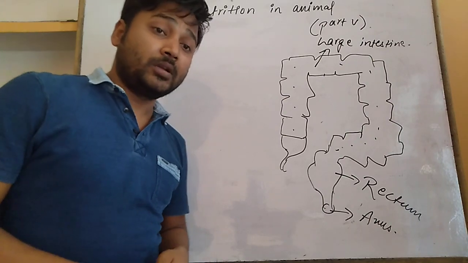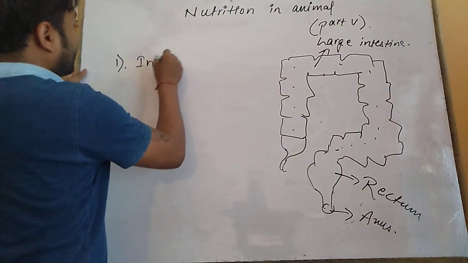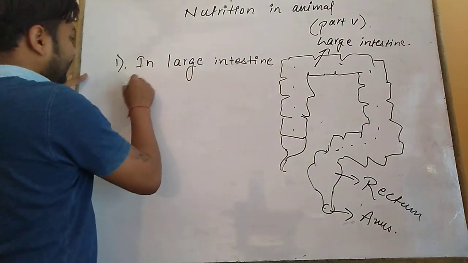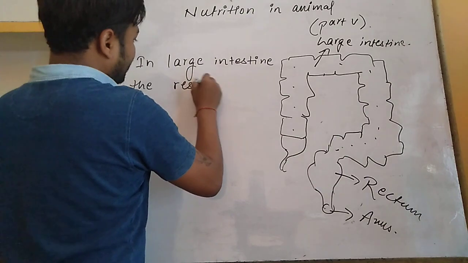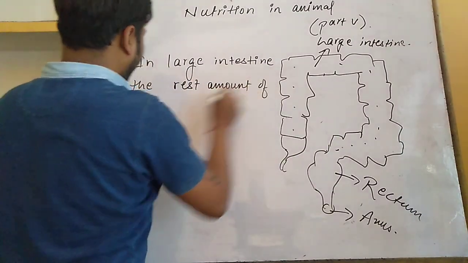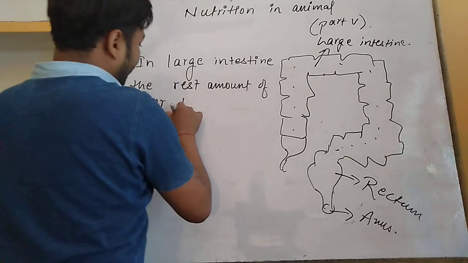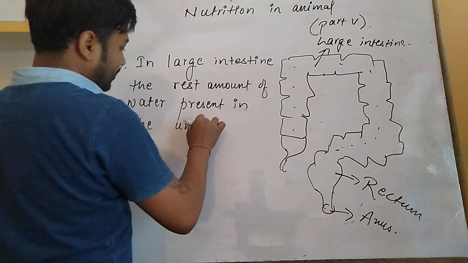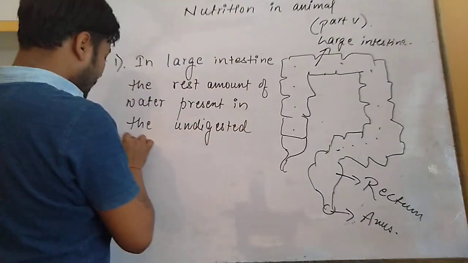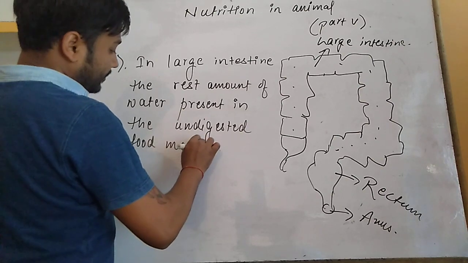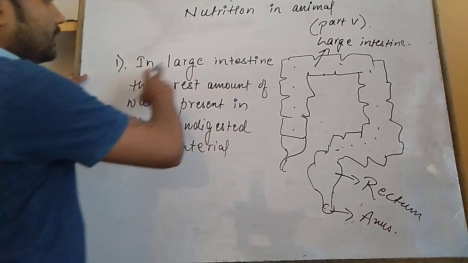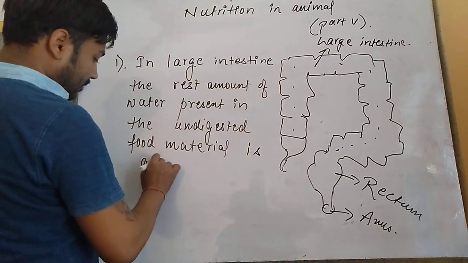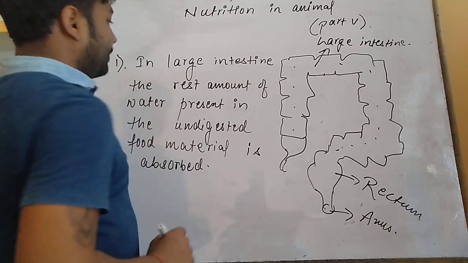food material is absorbed. First point: in the large intestine, the rest of the amount of water present in the undigested food material is absorbed.